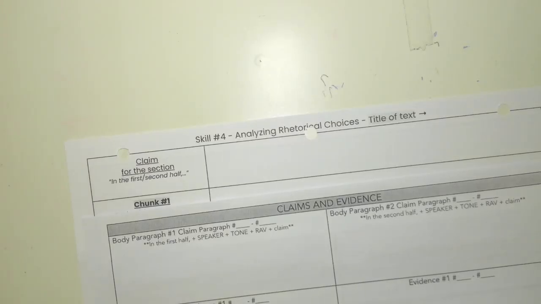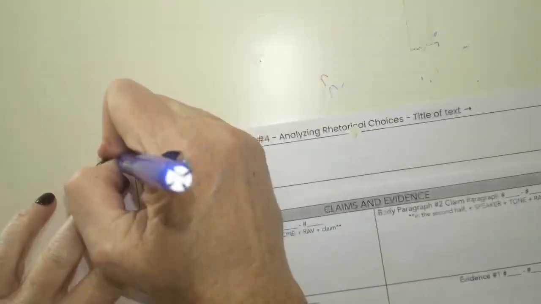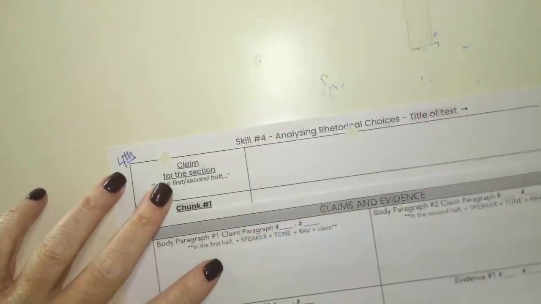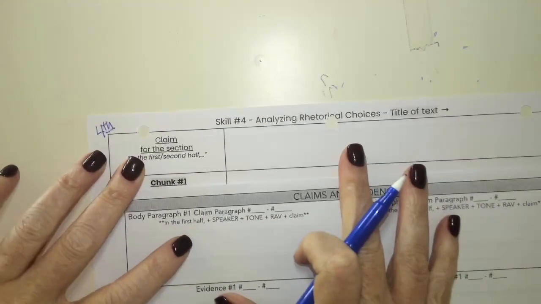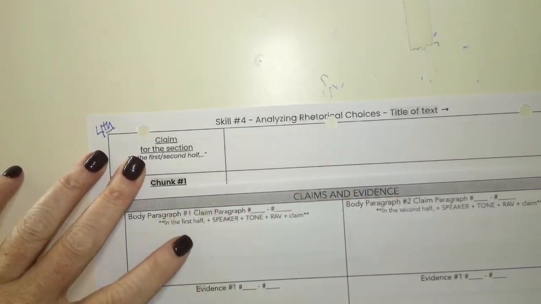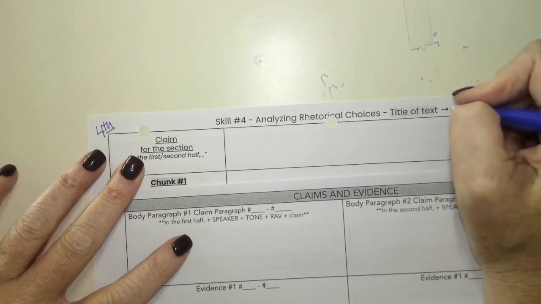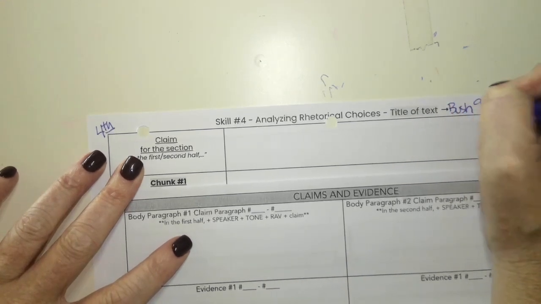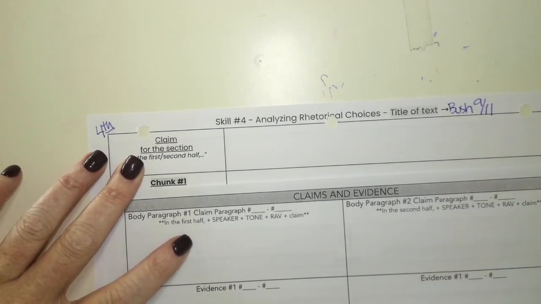All right, so let's jump in. We're going to get a couple of these pages over the next week, because you'll have this for Bush. You'll have another one for Obama when we do that next week. So this will be Bush 9/11. Make sure you're on this side.